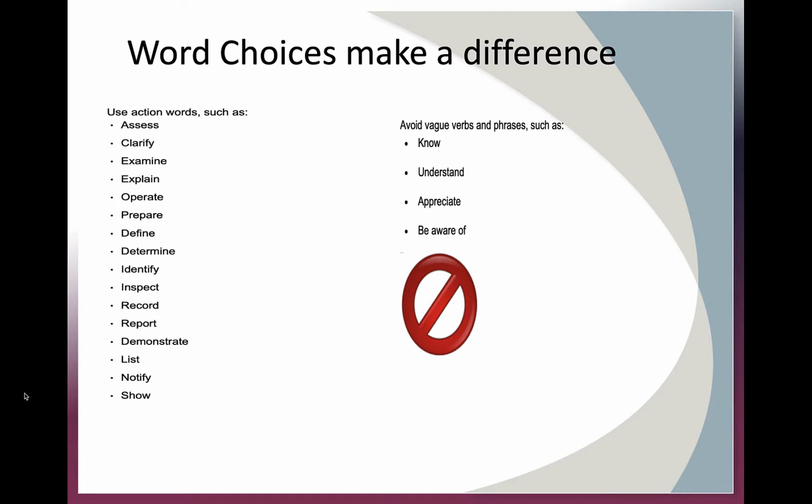And knowing that word choices make a difference, we want to have observable behaviors. So use action words: assess, clarify, examine, explain, operate, prepare, define, identify. Those words on the left are things that we can observe, instead of vague words such as know, understand, appreciate, or be aware of. Those are things that I can't see that you understand. I can't see that you appreciate communication. So using the appropriate words makes a big difference.